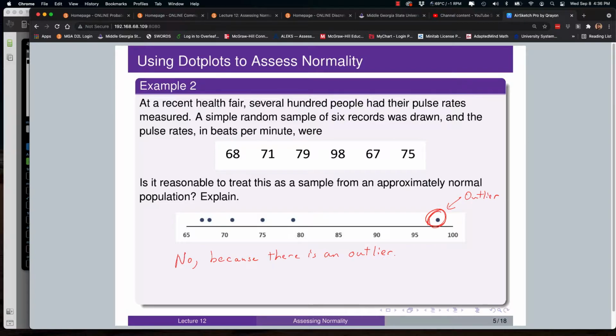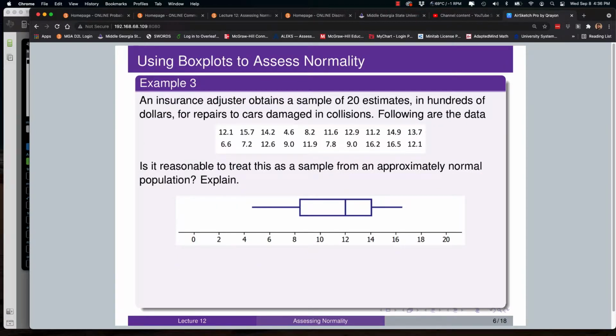The next kind of plot we can use to assess normality is the box plot. We've seen these before. So here's an example where an insurance adjuster obtained 20 samples of estimates in hundreds of dollars for the repairs to cars that were damaged in collisions. It asks, is it reasonable to treat this sample as a sample from an approximately normal population? Again, it's the same question.